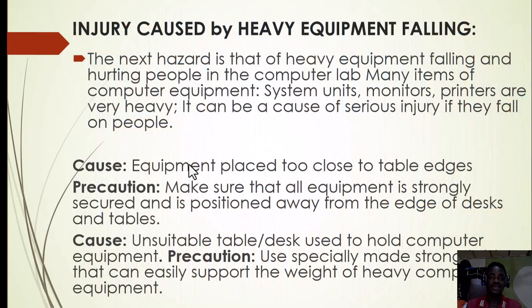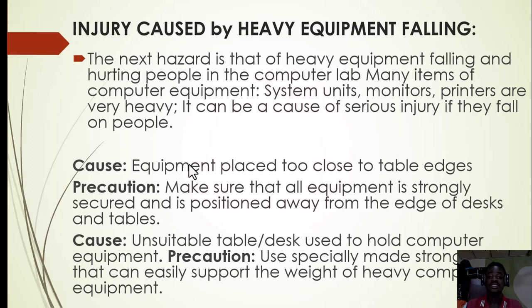The next one is injury caused by heavy equipment falling. The next hazard is that of heavy equipment falling and hurting people in the computer lab. Many items of computer equipment, system units, monitors, printers, and many more that can be seen in the lab are very heavy. This can cause a very serious injury if they fall on people. Let's see the causes of such health hazards.